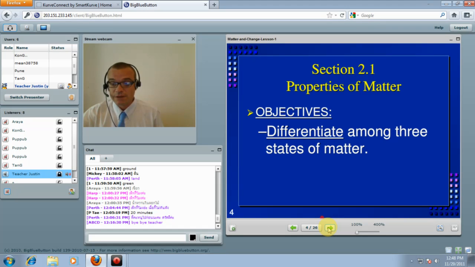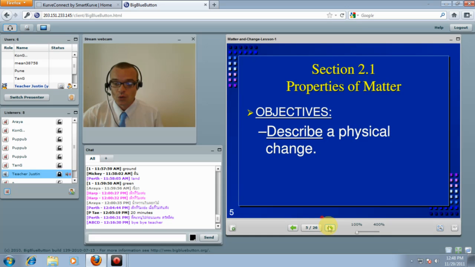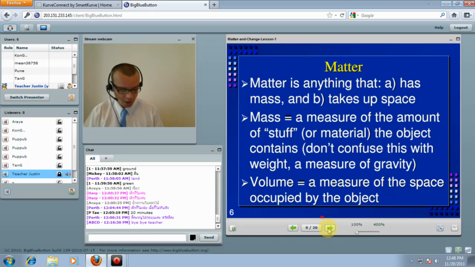And also to differentiate among three states of matter, only three. And we'll also learn to describe a physical change. Now, what is matter? As defined here, matter is anything that A, has mass, and B, takes up space, so a certain amount of room.